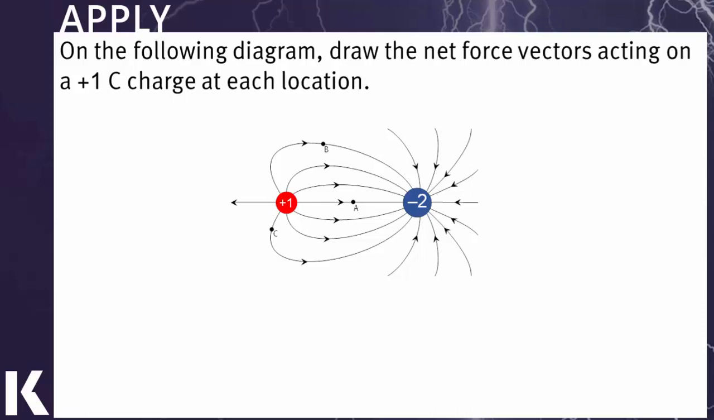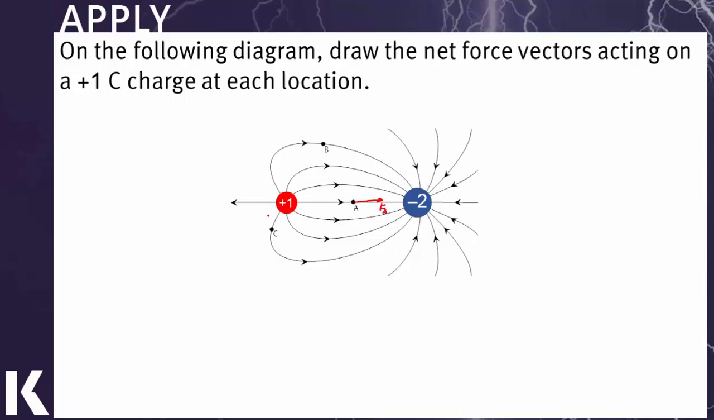So as I look at these 3 points, I need to decide who's going to have the greatest force. And to do that, I look at where the lines are closest together. And that is point A. Point A has the largest field density. So it'll get our longest force vector, and it'll be pointed straight at the negative charge along the direction of the field. So this will be force of A.